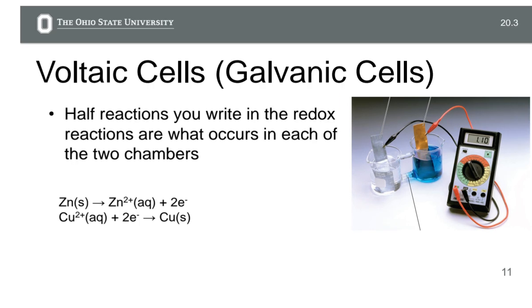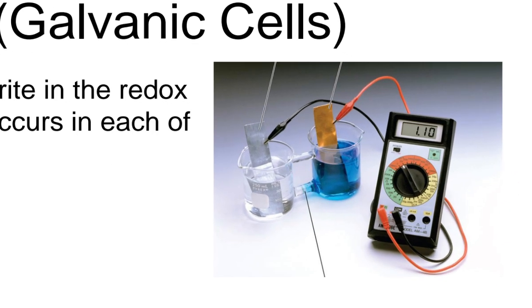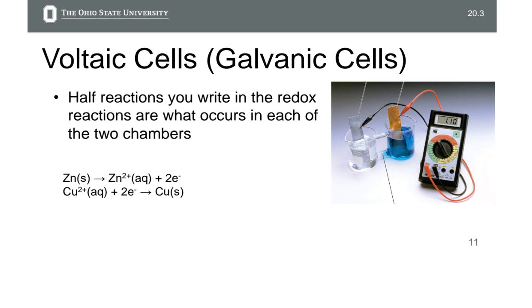So we've been writing half reactions and balancing redox reactions. And those half reactions that we write are what are going to show up in each cell of a galvanic cell or a voltaic cell. So in this figure, we have a zinc reaction taking place on the left and a copper reaction taking place on the right. And in this type of galvanic cell, they are very explicitly separated.